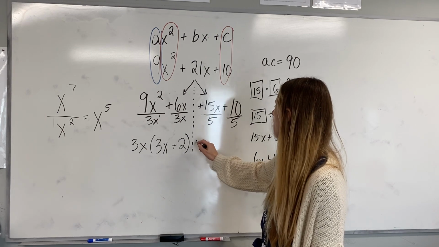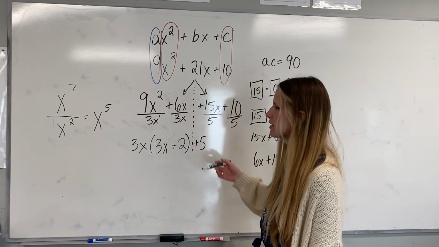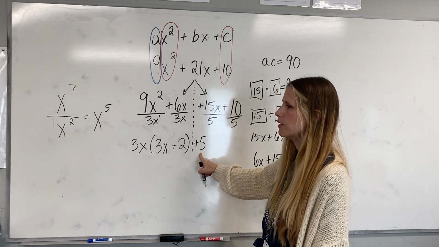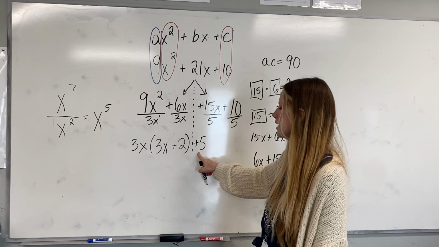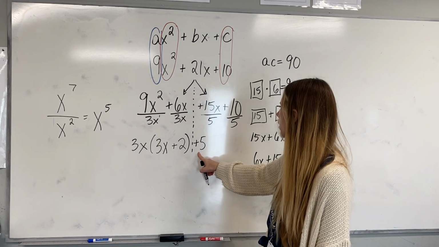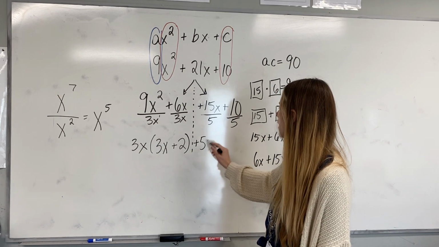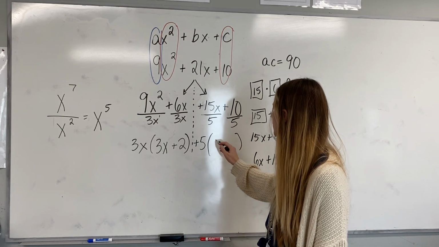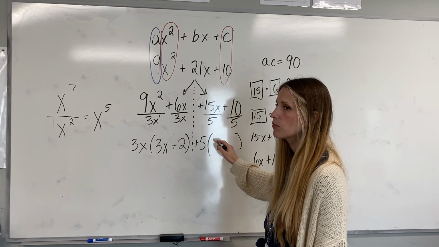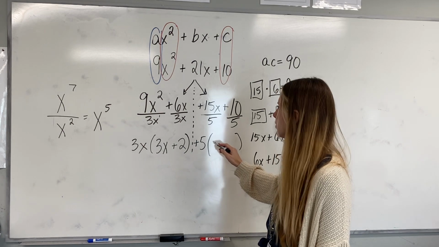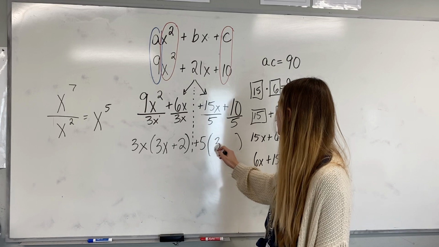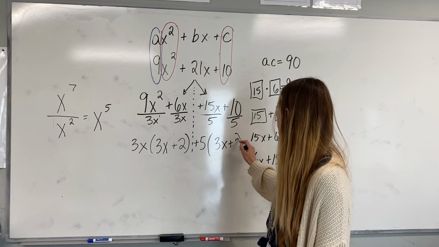Now I'm going to write a positive 5 here. That's very important. We're factoring out a positive 5, so we write positive 5. It's going to help us in the end. Then we're going to divide and get the rest. What do we get? 3x plus 2.